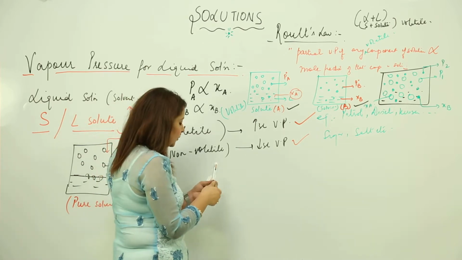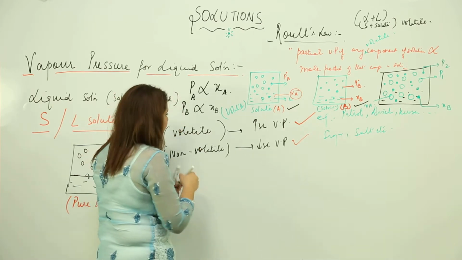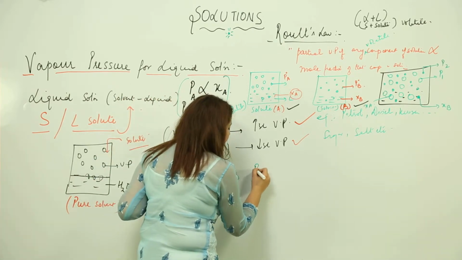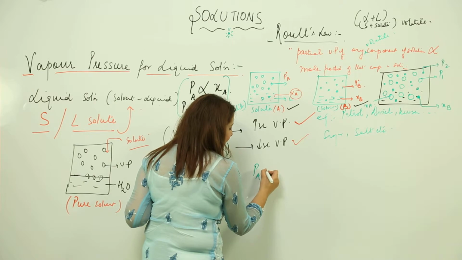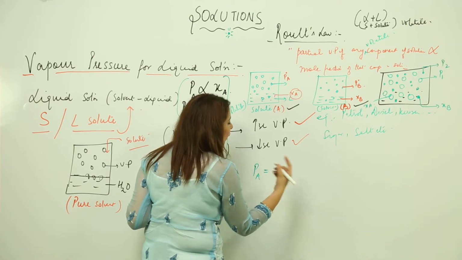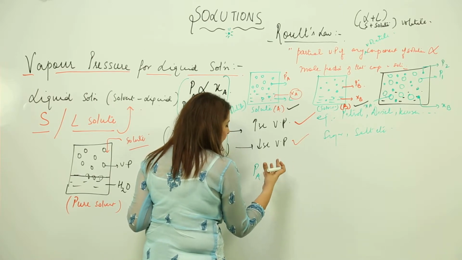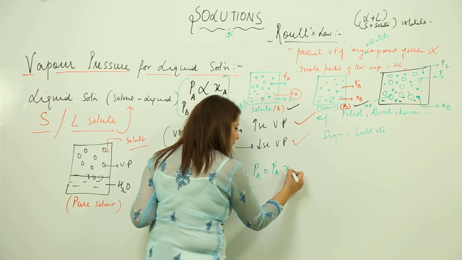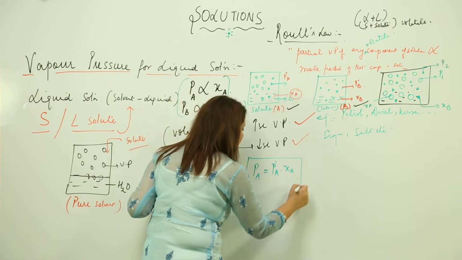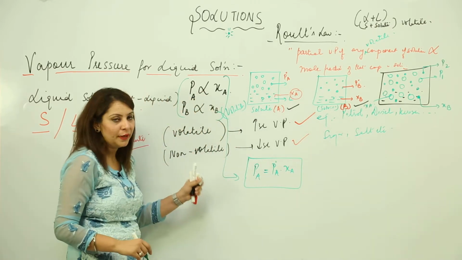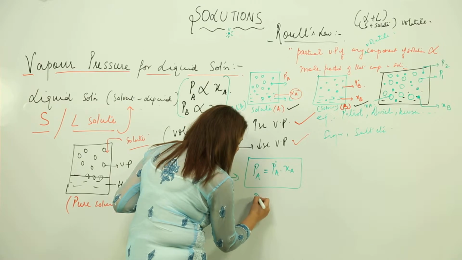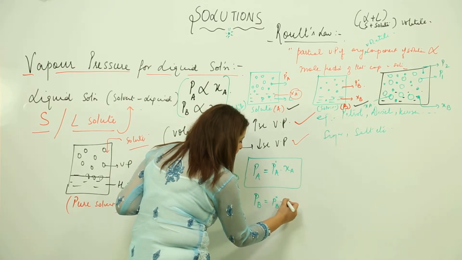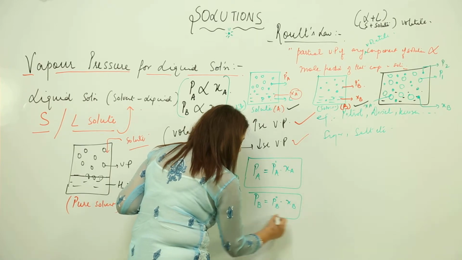I'm going to write two equations here. If I remove the proportionality sign, in order to make the calculations exact, we put the partial pressure of the component into XA. So PA equals P naught A into XA. This is what Raoult's law actually means. And similarly, PB equals the partial pressure P naught B when present alone, into its mole fraction XB.